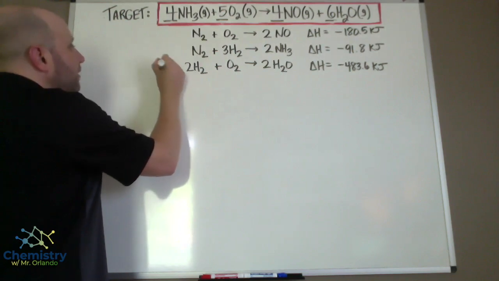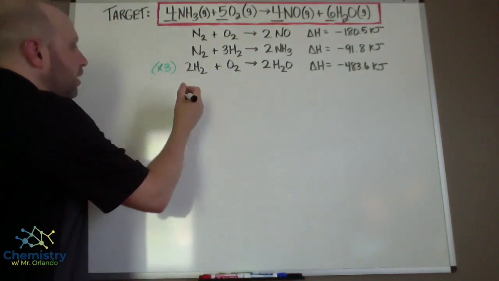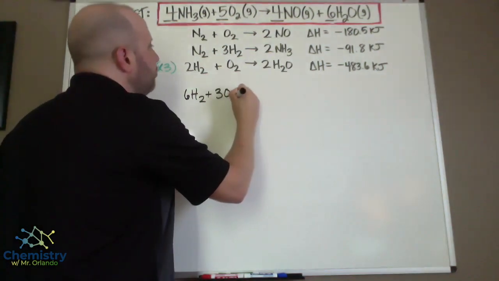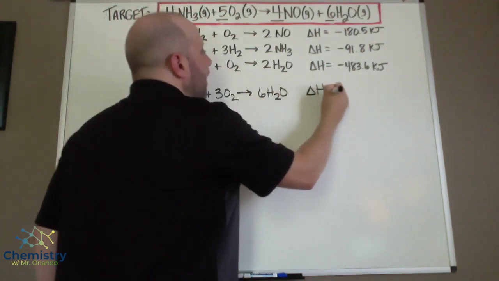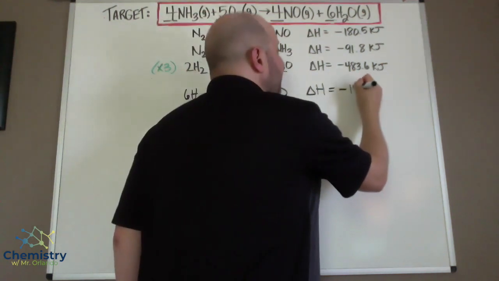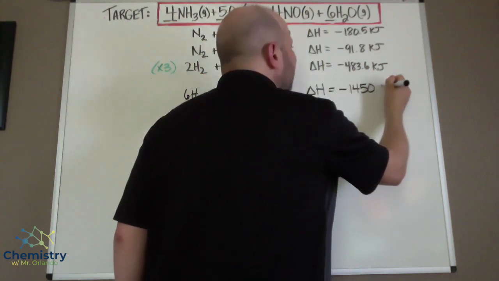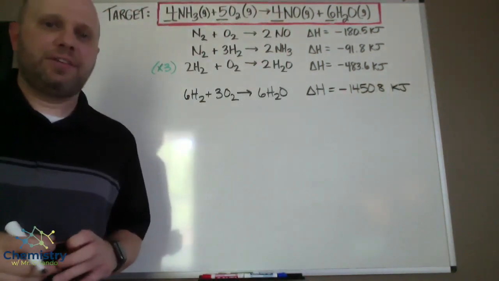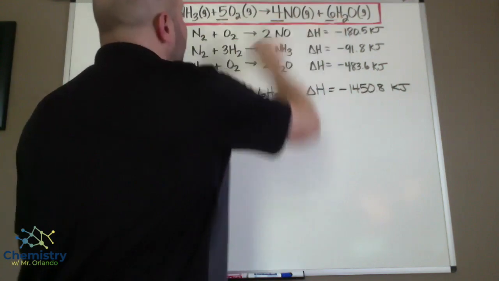So I'm just going to put that as a reminder over here. So I'm going to multiply this equation by 3. So I'm going to get 6H2 plus 3O2 goes to 6H2O. And when I multiply all of this by 3, I didn't flip it, so I'm going to keep the negative sign. When I multiply it all by 3, I'm going to get negative 1,450.8 kilojoules.